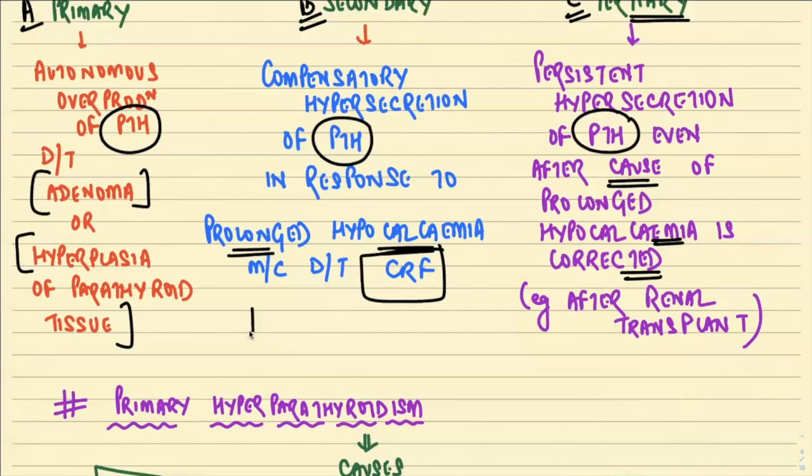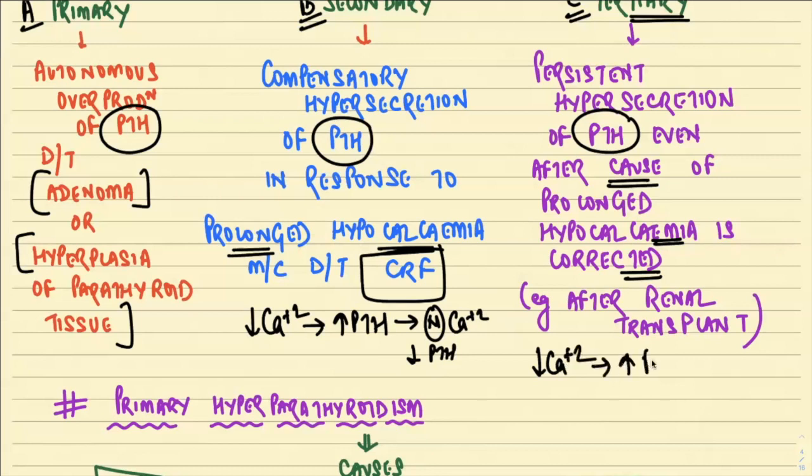Over here, there was a prolonged decreased amount of calcium in secondary hyperparathyroidism. This caused an increase in the PTH levels, and this led to a normal amount of calcium. And after that, the PTH level fell down. That was controlled. But over here, something like this did not happen. For example, decreased calcium was there. There was increased parathormone that led to normal calcium levels. But even after calcium levels became normal, the parathormone levels did not go back to normal.